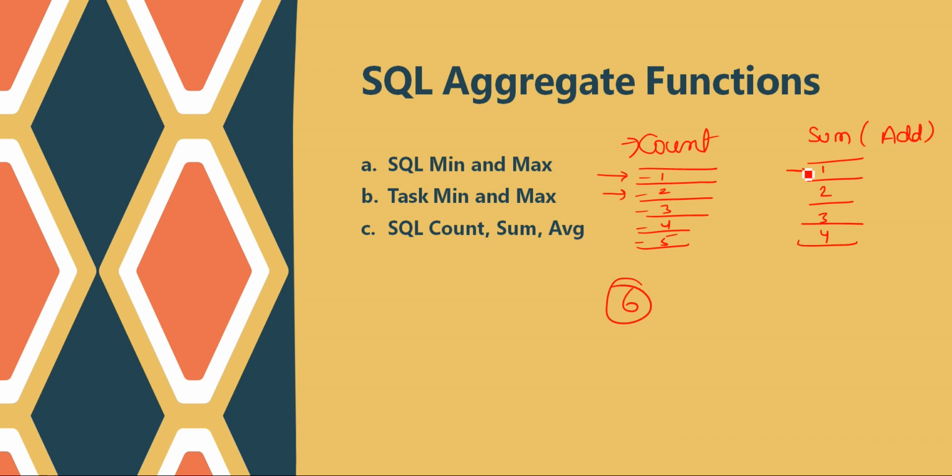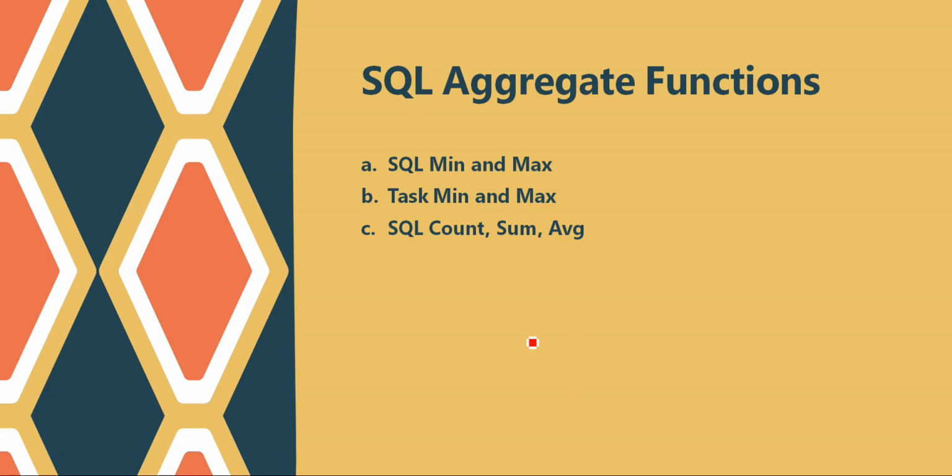But in case of sum, it can be compared to addition, right? So it is going to add this 1. Then in the next row we have 2, so it is going to add the previous, 1 plus 2. Then we have plus 3, then plus 4. All of the rows are going to be summed and then returned. So 4 plus 3, 7. 7 plus 2, 9. Plus 1, 10. So it is going to return the sum.